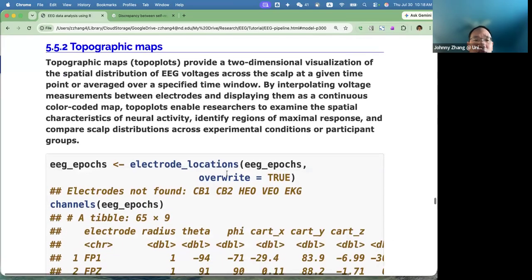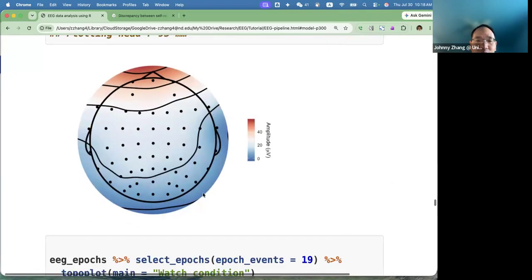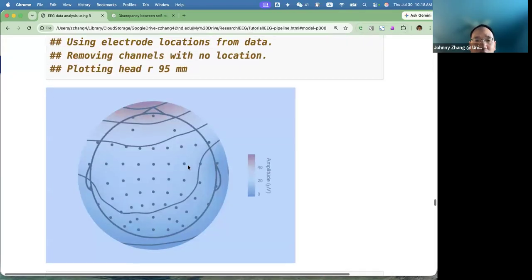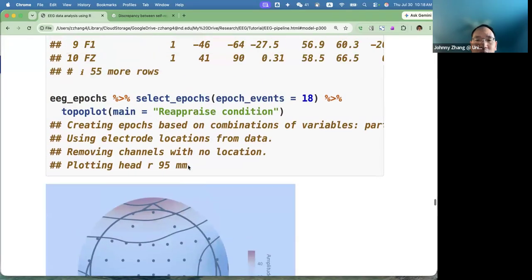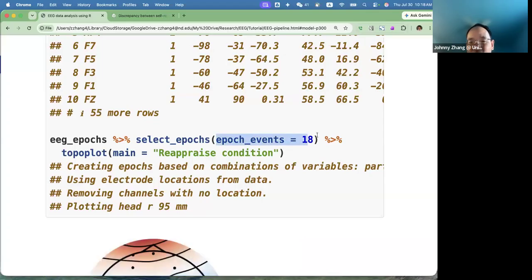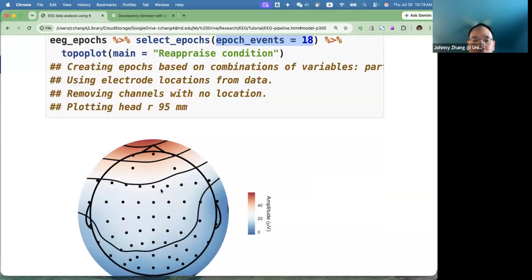We can also visualize this data using the Skype. So now we can generate a topography based on the data. This is based on event 18. Event 18 is a reappraise condition. So this is the condition where we reappraise the image.